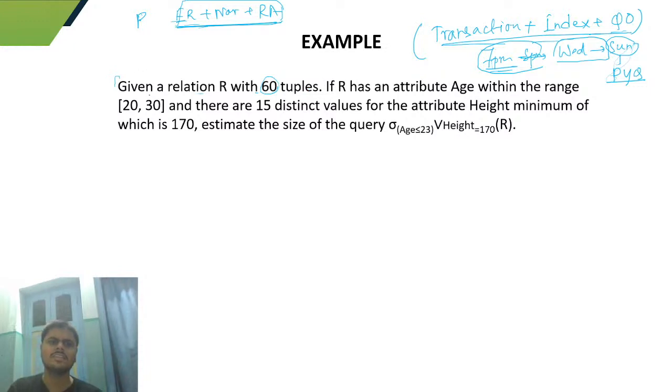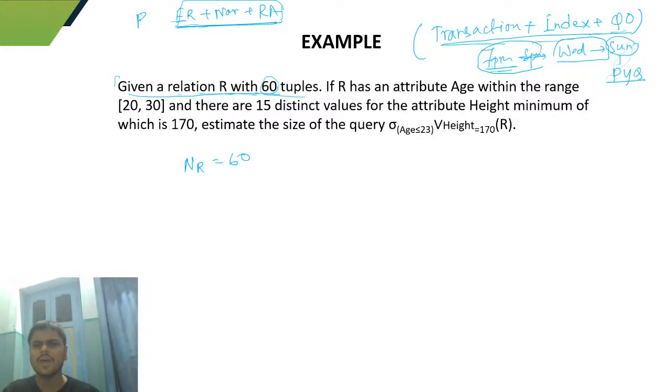Okay, it says: given a relation R with 60 tuples. I gave you one tip on the first day: whenever you read the question, write the relevant information somewhere in your copy. The first line gives us the information that relation R has 60 tuples. So n(R) equals 60. Just write it down while you are reading the question.